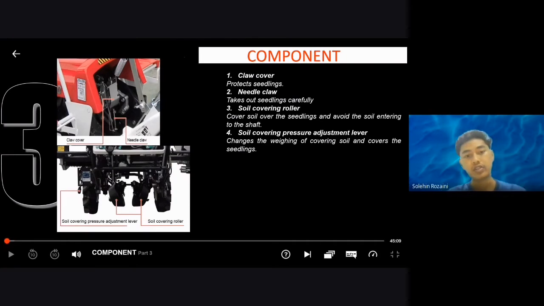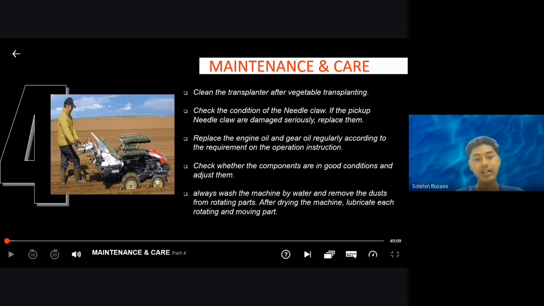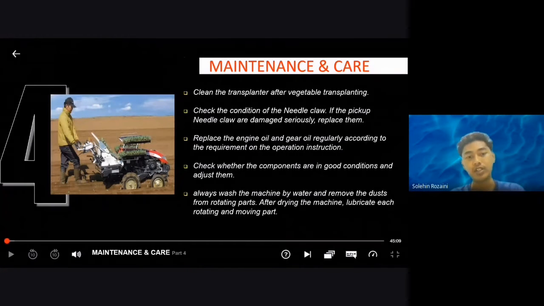The third one is the soil covering roller. It covers soil over the seedling and avoids the soil entering the shaft. And the last one is the soil covering pressure adjustment lever. It changes the weight of covering soil and covers the seedling. This one is to shape the soil, make it look like a ridge. That's all from me.